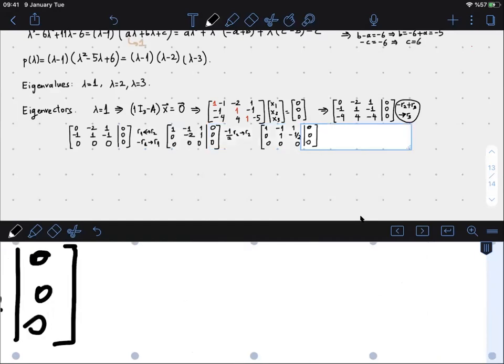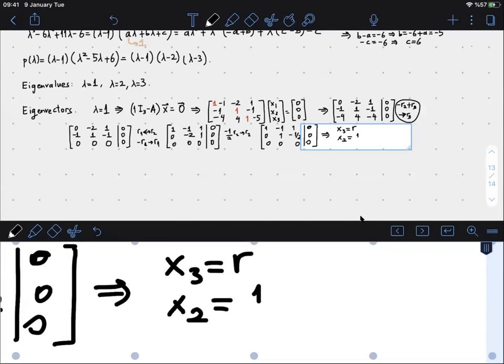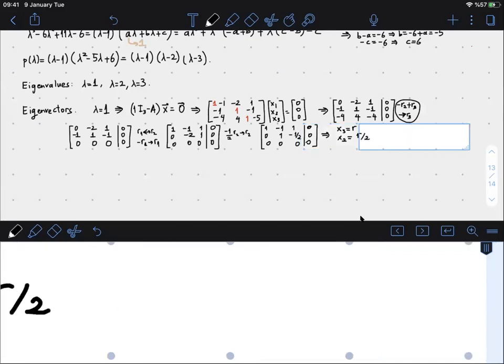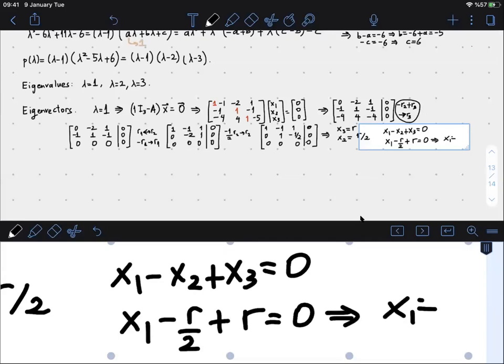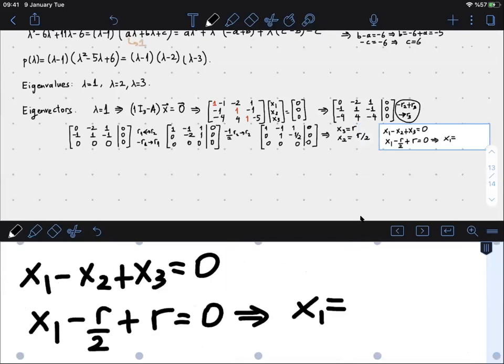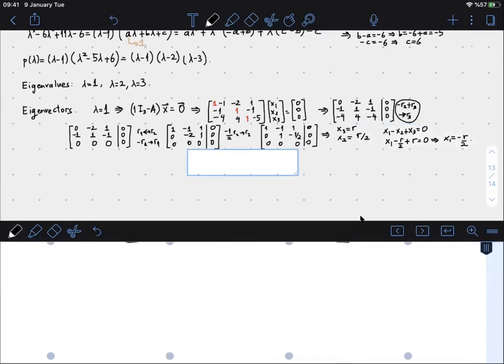Okay, from here we can get the solutions. So only x1 and x2 have leading ones. x3 does not have a leading one, so I call it a free parameter. x3 is free. It can be anything, but once I fix it, I get x2 as what? x2 will become r/2, right? What about x1? I know that x1 minus x2 plus x3 equals 0, which would give me x1 minus r/2 plus r equals 0, which will give us x1 equals what? x1 equals minus r/2. Okay, we found the eigenvector, right?